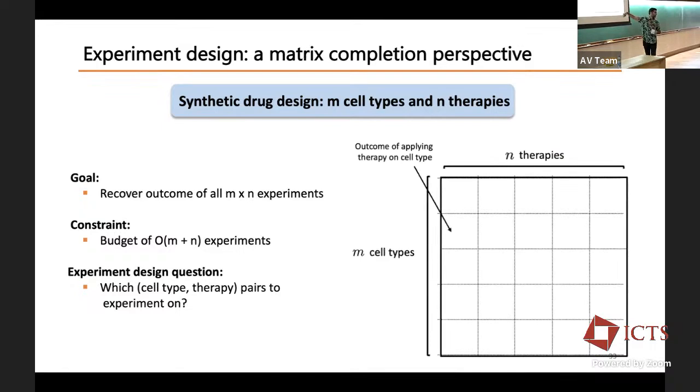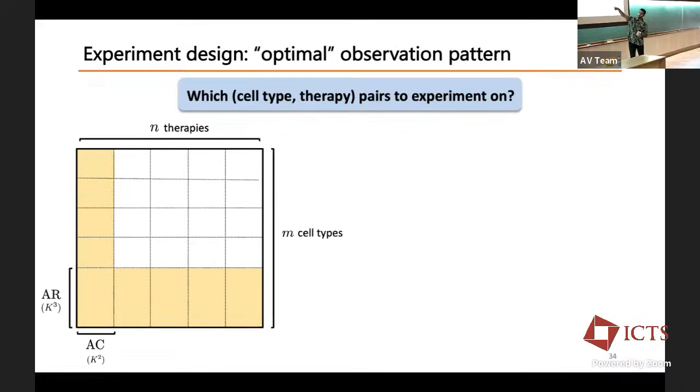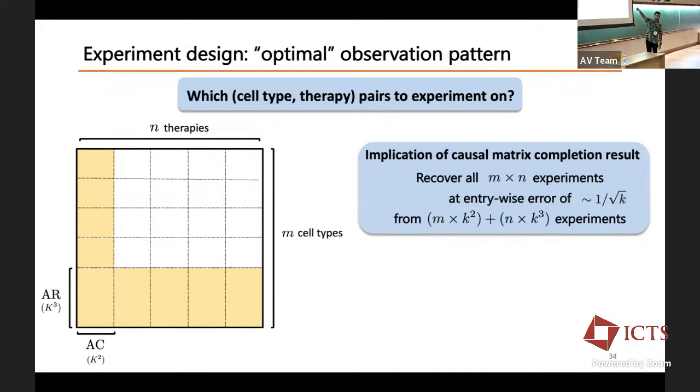So you can think of it as a matrix where rows are cell types, columns are therapies. Now, which of these entries should I observe? If I'm actually allowed to design an experiment, which entries should I observe? The optimal thing to do, if you're applying synthetic nearest neighbors, is this L pattern. Why? Because then you're using the same submatrix to impute all the entries. And here you can argue that you can recover all M times N experiments at an entry-wise rate of 1 over square root K, given basically M plus N entries, which matches the theoretical lower bound: you need M plus N entries.